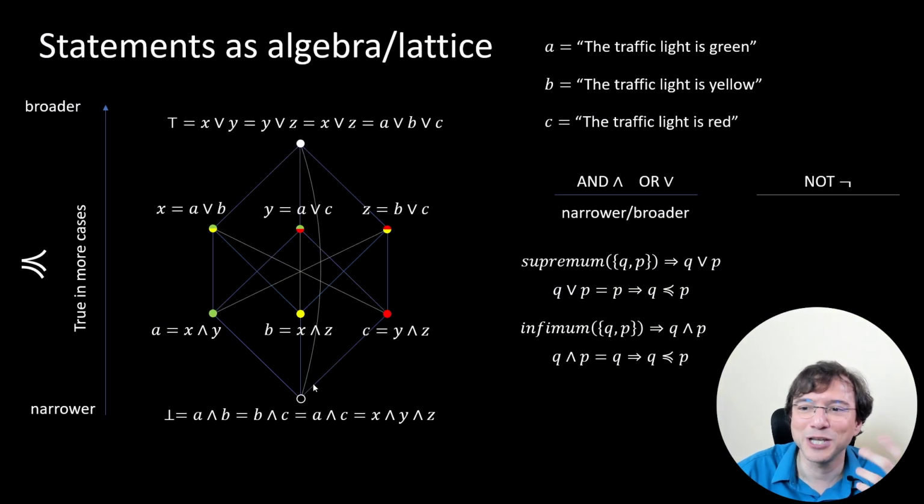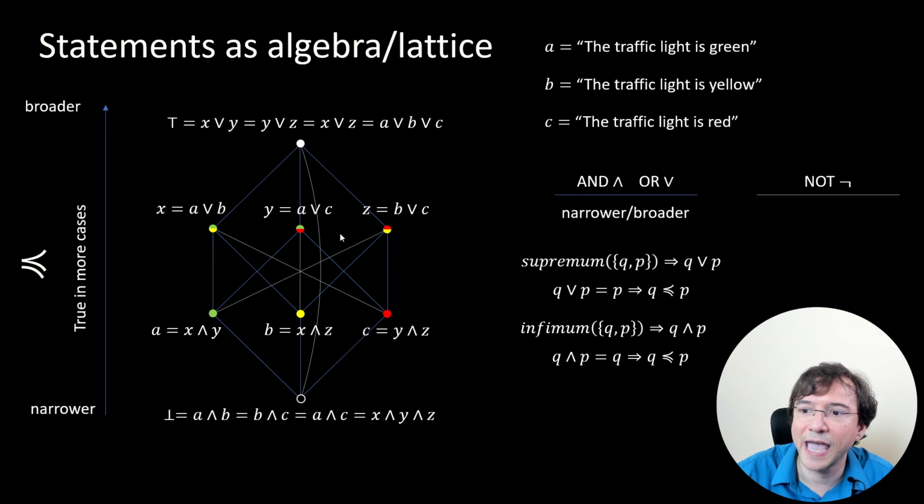So just to relate the algebraic structure to the lattice, the order theoretic structure that we had before, we have the same set of statements that we had before. Again, as before, these lines imply that one statement is narrower than the other. I also added these gray lines that are the negation. So this is the negation of this, this is the negation of this, and the certainty is the negation of the impossibility.